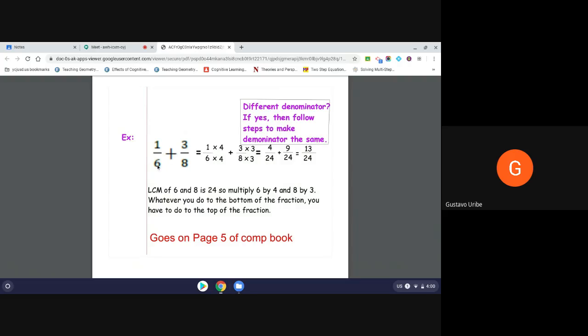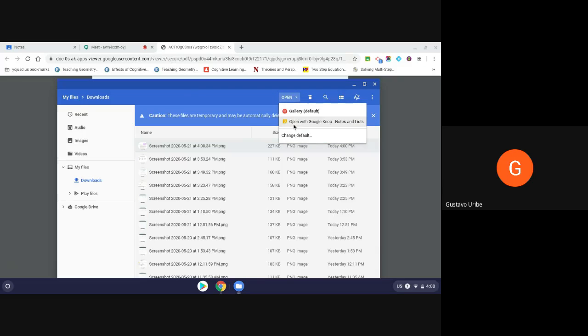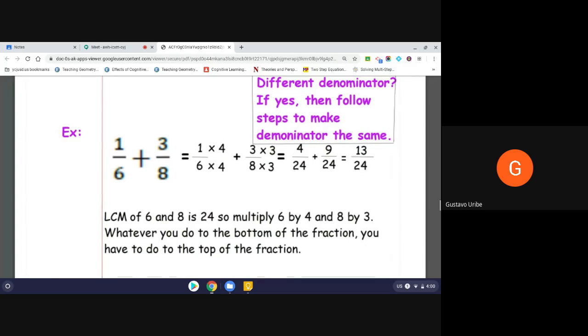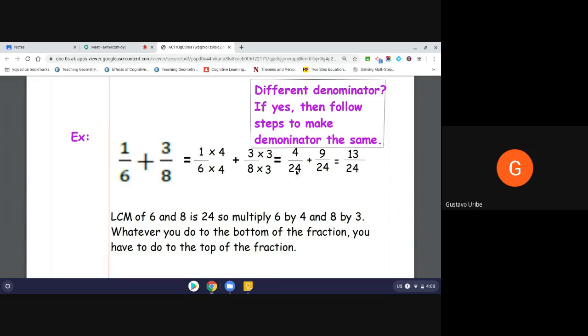What I have to do is find the first number that 6 and 8 have in common? And that is what we're talking about when we say the least common multiple, the LCM. There's a couple different ways of doing this. If in this example, I know 24 is a number they have in common, so I multiply 6 by 4. Whatever I do to the bottom, I do to the top. 1 times 4 gives me 4. 6 times 4 gives me 24.